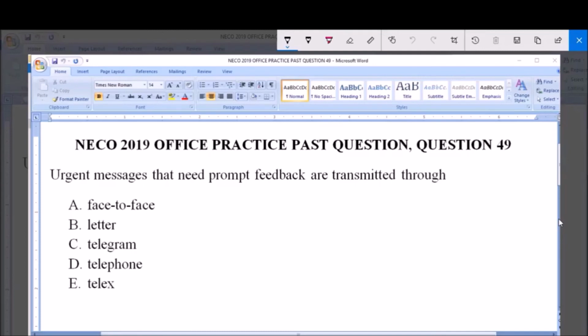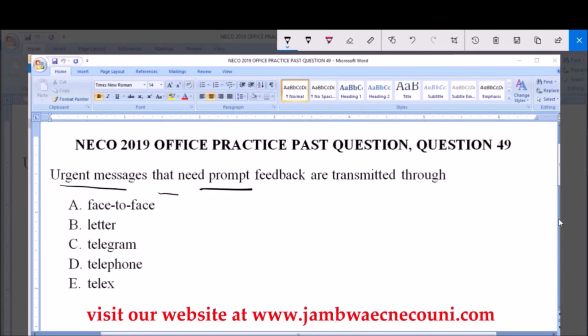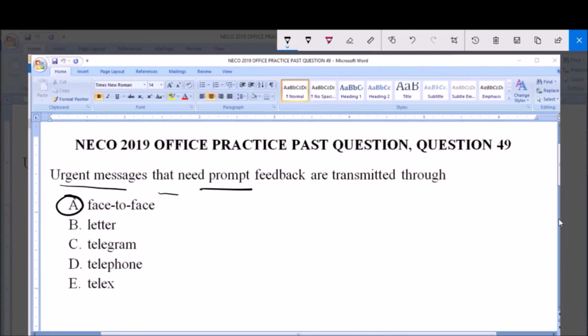Now the question says urgent messages that need prompt, that is, an immediate feedback, immediate answer, are transmitted through. Now I will just let you know that the answer to this question is option A, face-to-face transmission, because in terms of face-to-face transmission, both parties are physically present. So therefore, information that is being transmitted is actually receiving a prompt, that is an immediate feedback, because in this kind of transmission of information, it is very, very urgent.